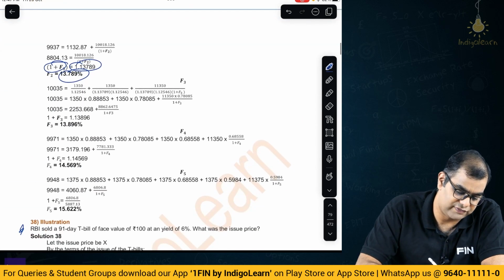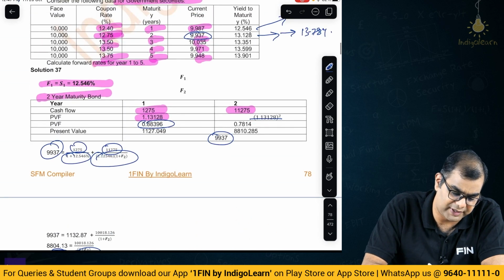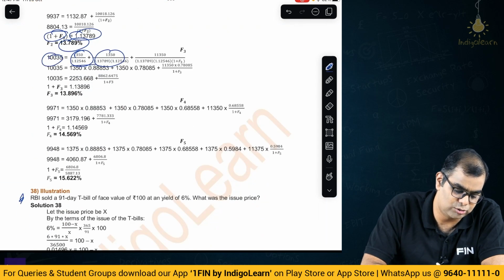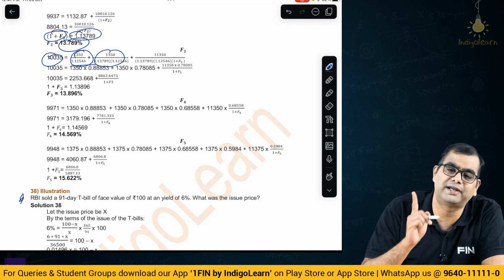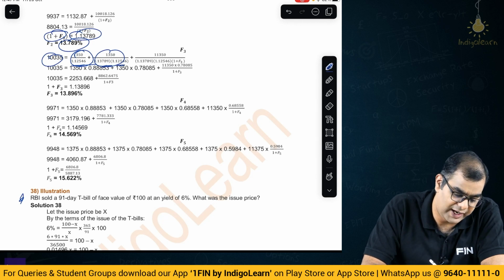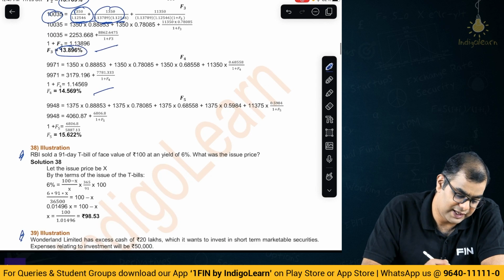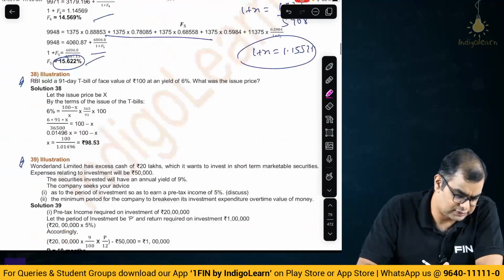Like that you go on and solve for each year. Every year you take the previous 2 years' rates, because they have already given the prices here, 9937, 10,035, 997 and so on. You equate that price to the sum of present values of cash flows by taking a forward rate applicable for each cash flow. So, for the first year you take 12.54, for the second year you take 13.78 and 12.546, like that you do and you solve for it and you get the value. You get 13.89, 14.59 and you get 15.622. Okay, let us move to the next one.